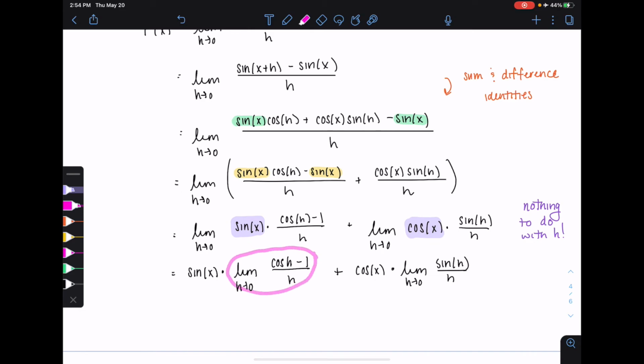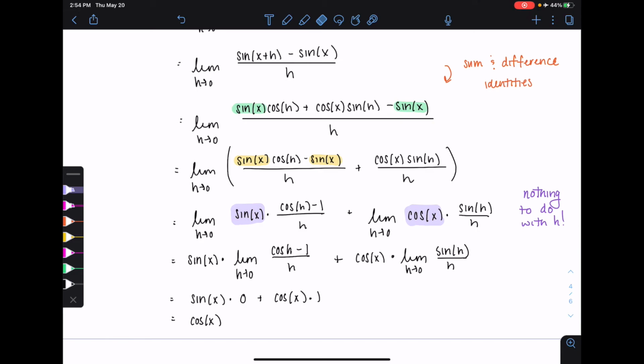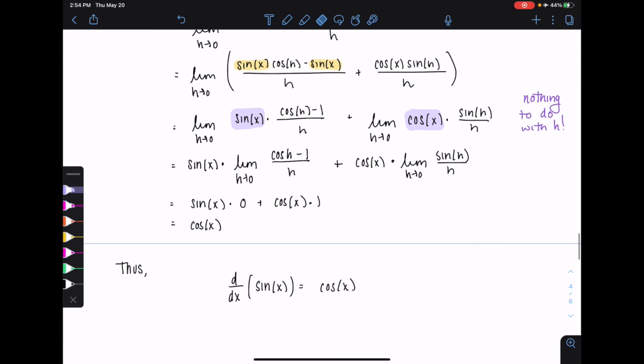And what we're left with are the two special limits that we needed. So cosine of h minus 1 over h, that goes to 0. This goes to 1. So ultimately, the derivative of my sine function, sine of x times 0 plus cosine of x times 1, derivative of my sine function is the cosine function. So this is our first important trig derivative. Derivative of sine of x is cosine of x.